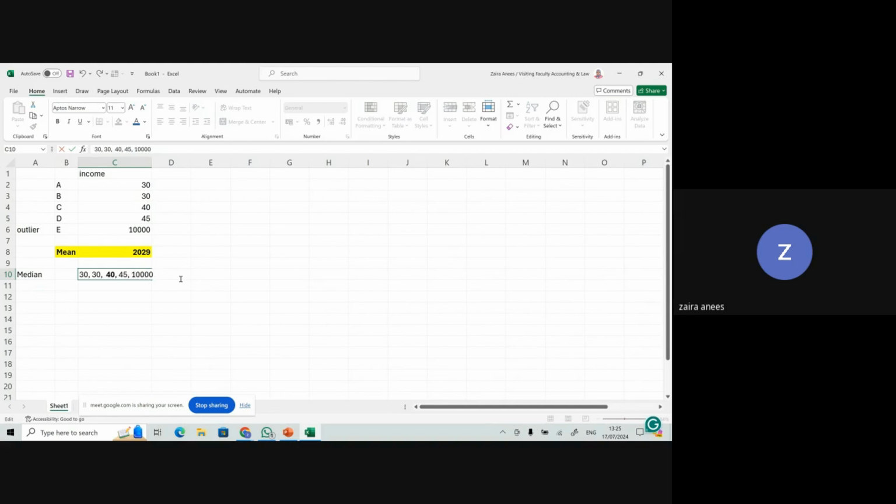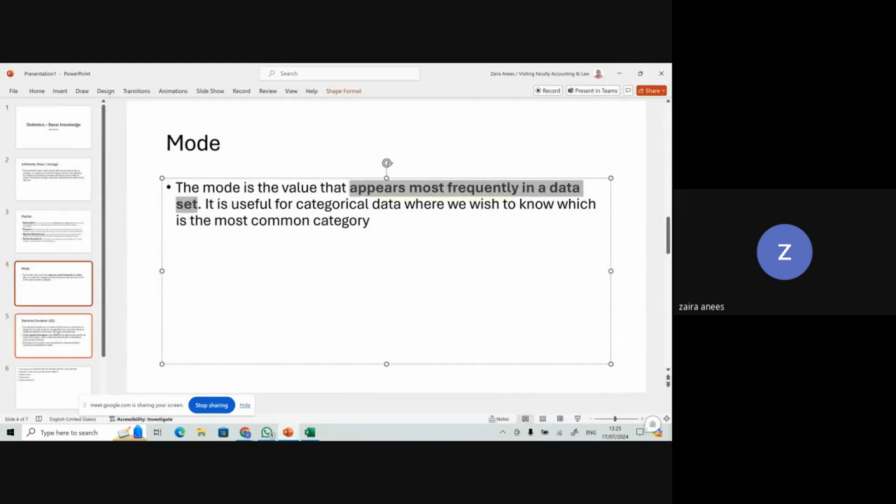So mode actually represents the most repeated value in your data set, so that you can take decisions accordingly. Okay, fine, if median is 40, but what is mode? Mode is 30. That means mostly people are earning 30,000 units or $30,000 in this particular case, right? Now here comes the last part. The last one is quite interesting.